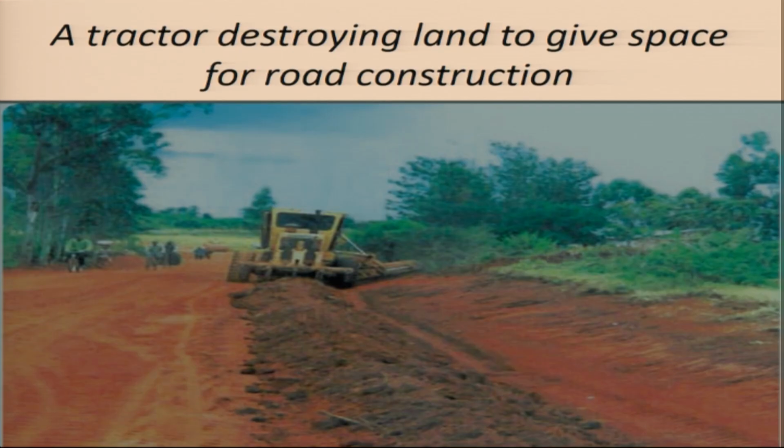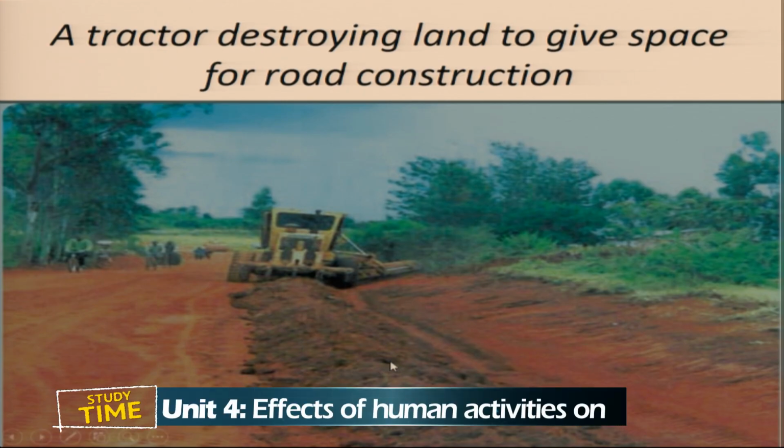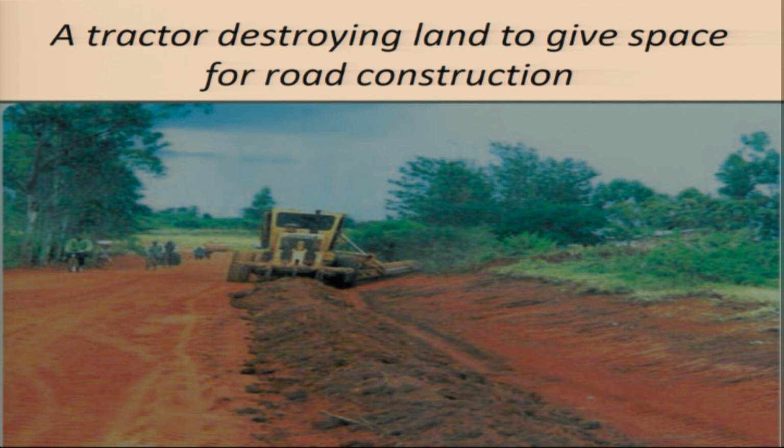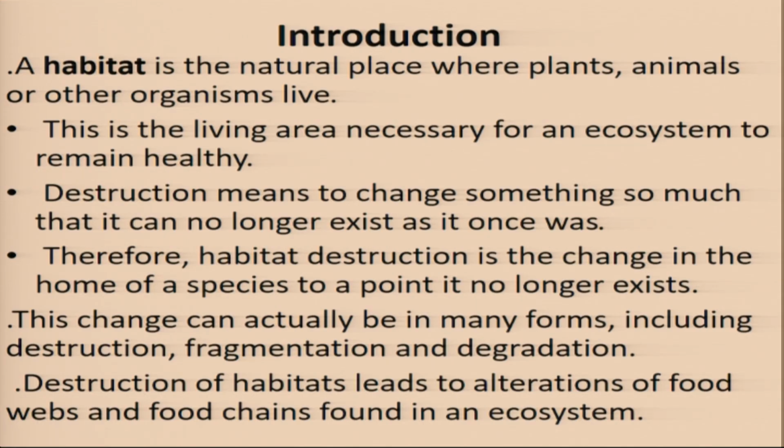So this area here, even if you try to reforest or plant more trees, it can't go back and bring those species that were there at first, all right? Just bring in exotic plants. But those local plants that were there cannot easily be brought back. Therefore, destruction is to change something so much that it can no longer exist as it was once. Therefore, habitat destruction is the change in the home of a species to a point it no longer exists.